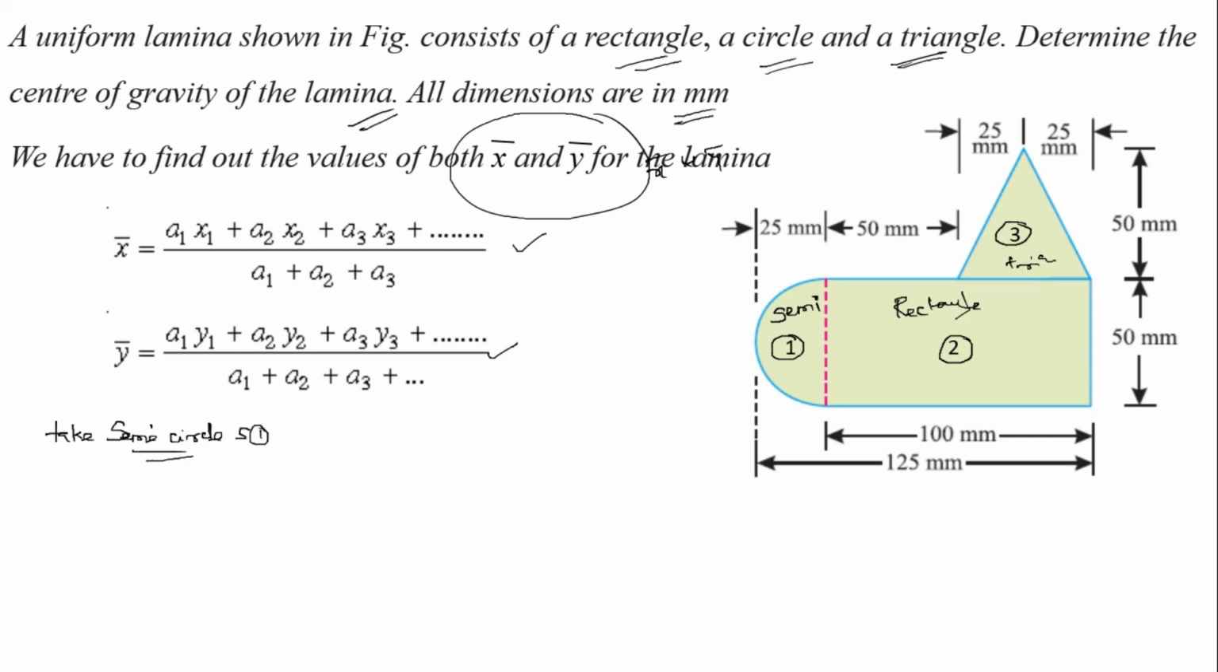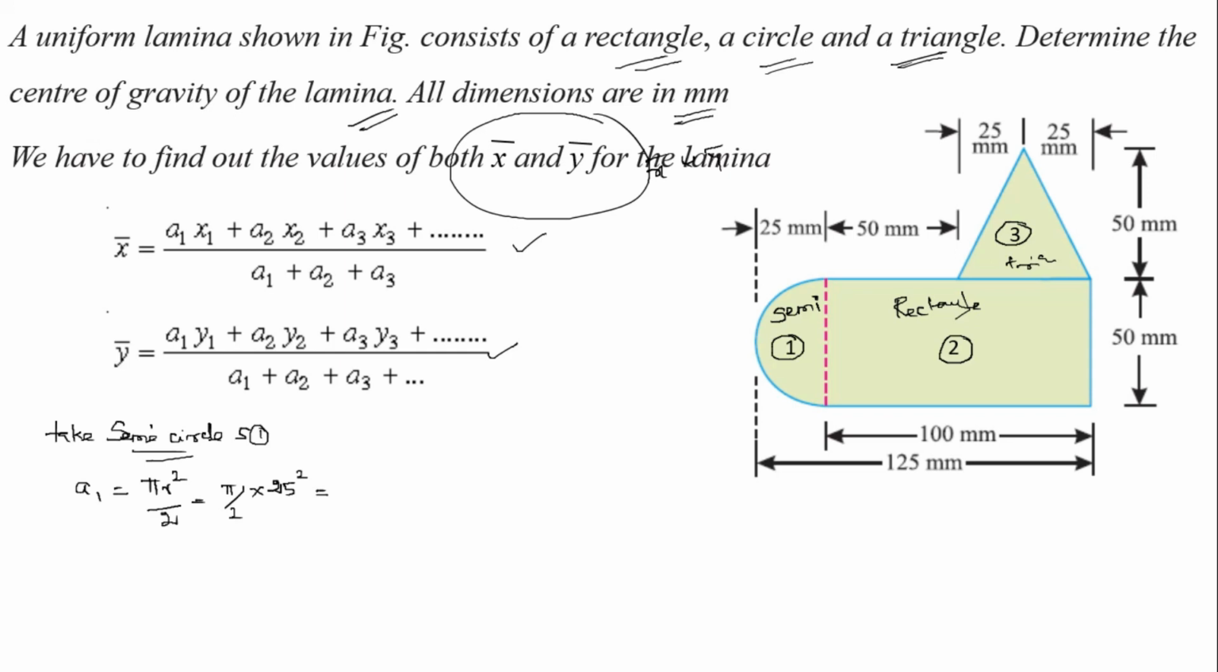So we need to calculate area A1, which is equal to the area of the semicircle. What is the formula for a semicircle? Pi r squared divided by 2, right. So pi divided by 2 into the radius, which is equal to 25 mm. So 25 squared, right, which is equal to, what is the value?